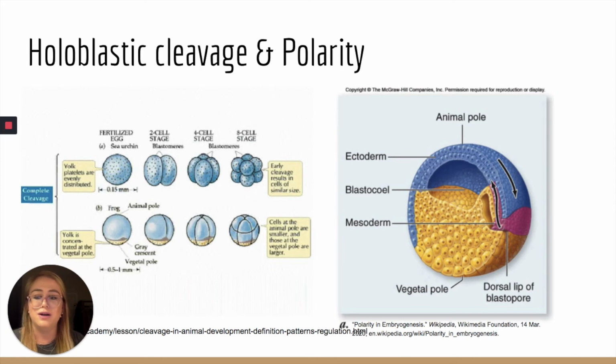Whereas underneath we have the frog cleavage. So as you can see at the top, there's the animal pole. At the bottom, there's the vegetal pole, and the division is not quite even. As we move towards the right, you can see that the cells at the animal pole are a little bit smaller, and at the vegetal pole, they're a little bit bigger.